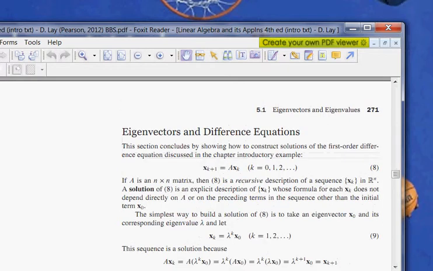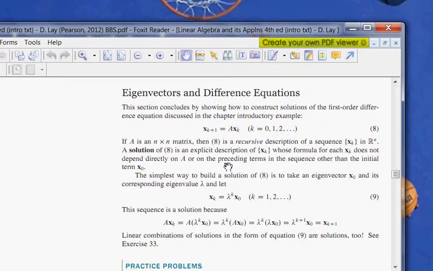So now we come to the last part of the chapter. Let me just read this. You have x sub k plus 1 equals A x sub k, for k equals 0, 1, 2, and so on. If A is an n by n matrix, then this is a recursive description of a sequence x sub k in Rn. A solution of this is an explicit description of x sub k whose formula for each x sub k does not depend directly on A or on the preceding terms in the sequence other than the initial term x naught. Okay?